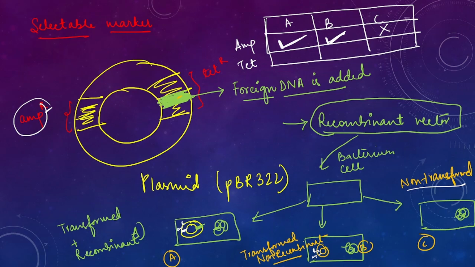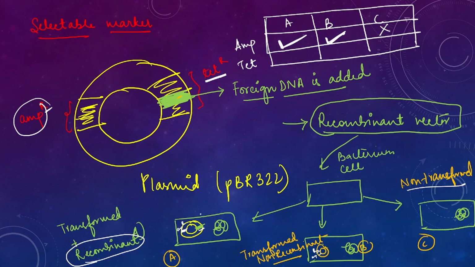Coming to tetracycline, this one is the tetracycline resistant gene. Now you see in the tetracycline resistant gene, I have inserted a foreign DNA. So this is foreign DNA. When I inserted the foreign DNA in the tetracycline resistant segment, what happened? The tetracycline resistant gene got disturbed because I had added the foreign DNA in the same site. So tetracycline resistance got disturbed. So the cell A carries the foreign DNA, and so we are calling it recombinant because it carries the foreign DNA.